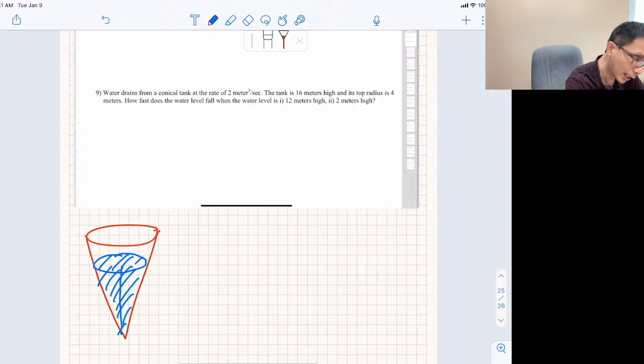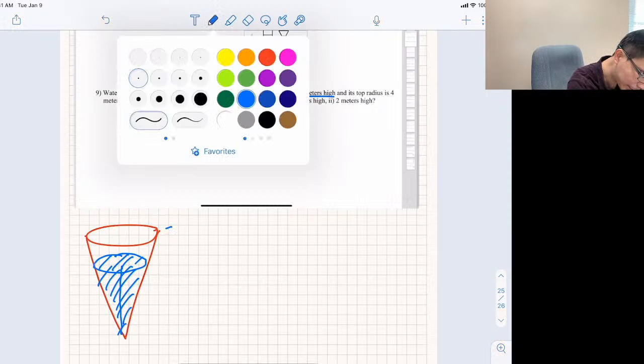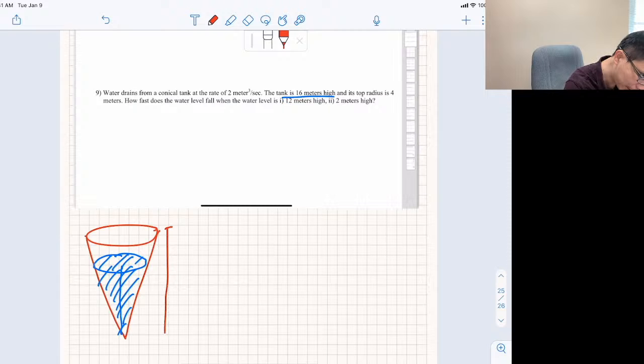Okay. And on top of the things, let's extract information. The tank is 16-meter height. So from here to here is 16. So from here to here, 16. And the radius is 4. So from here to here is a 4. And from here to here is 16. Any questions so far?